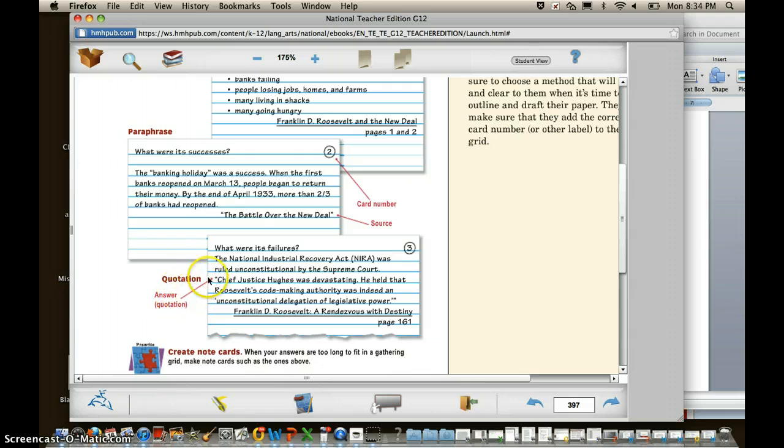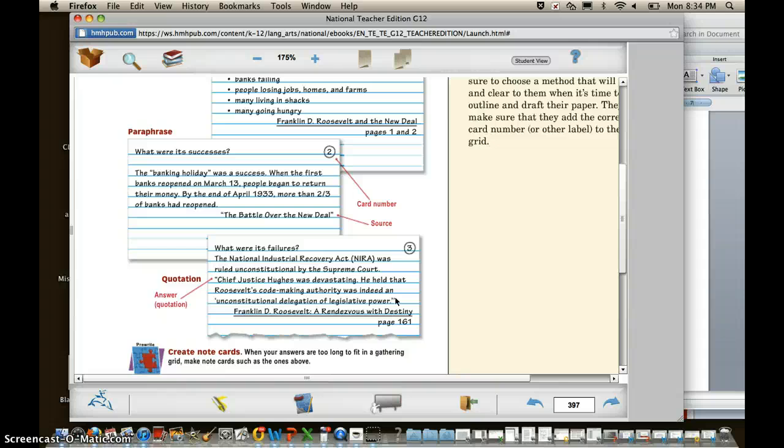So here's their answer. What were its failures? And we see that they just went ahead and took a whole chunk of information directly from the source, and they did that by putting quotes around it. So that's a good thing for you to do. That way you can go back to your notes and see what quotes you found were important.